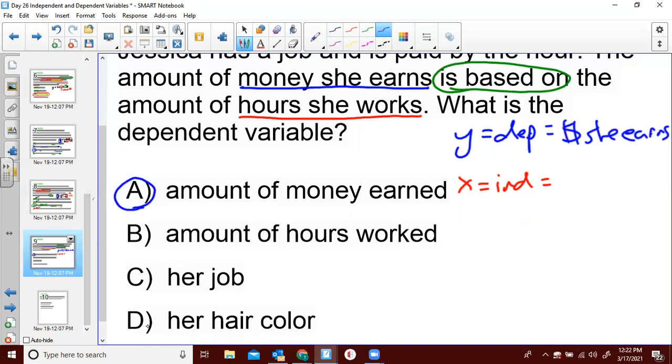You can throw her hair color out the window right away and her job. And if you were curious, the amount of hours worked is her independent, right? Because she can decide how many hours she works. That can change, right? She can work 2 hours, 10 hours, 15 hours, right? That's her independent variable. She decides that. The dependent variable, or our answer, changes and is dependent on our independent variable.